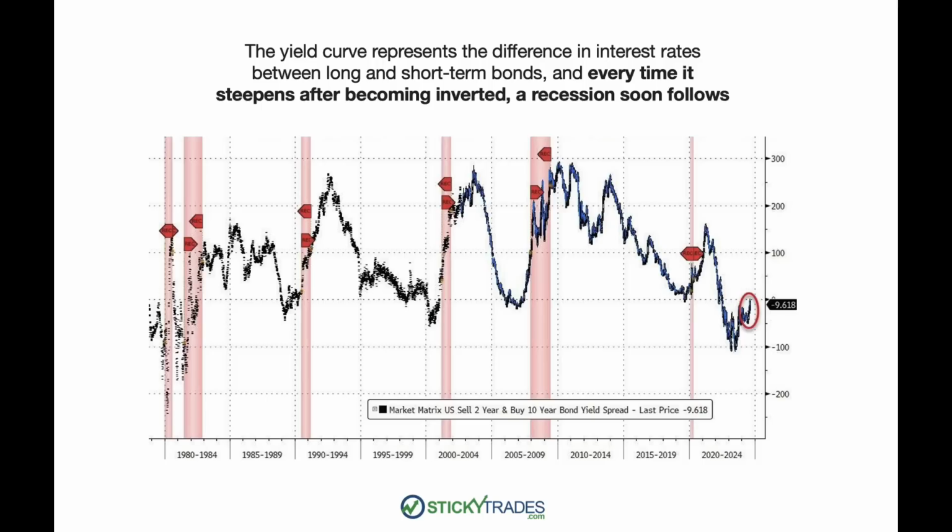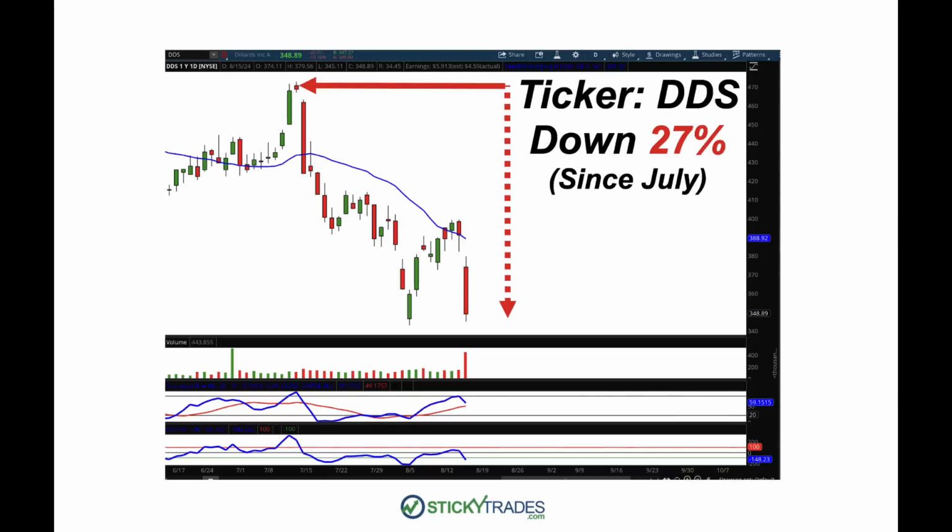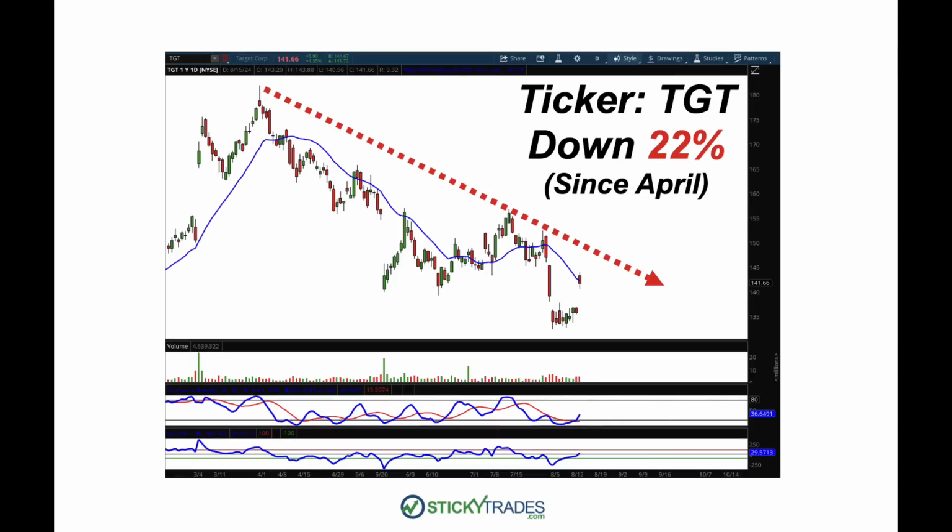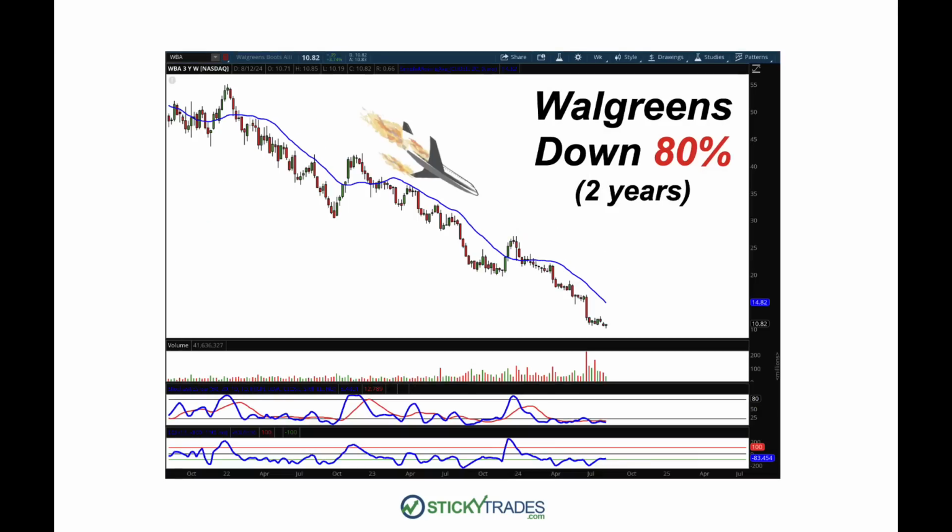Now, another bit of evidence I look for, and again, relating to retail sales, take a look at Dillard's, okay? Dillard's is down 27% since July, right? Look at Target. Target is down 22% since April, and Walgreens is down 80% over the last 2 years. This is a crash and burn type of a scenario here that I do not think they're going to be able to pull out of. This is a dive that's going to be very difficult, and I would not be surprised to see more Walgreens stores closing around the U.S.